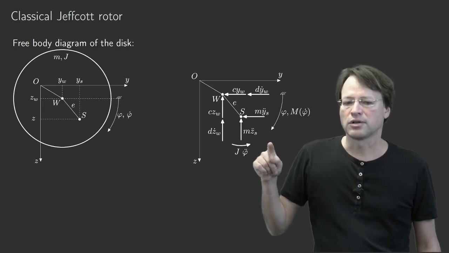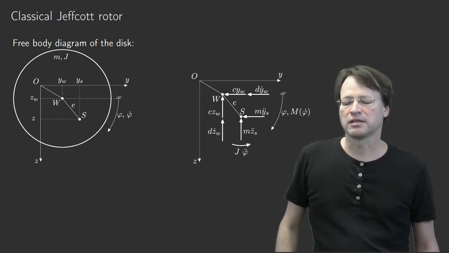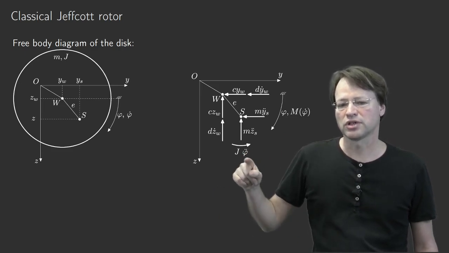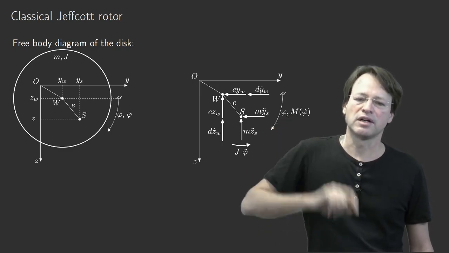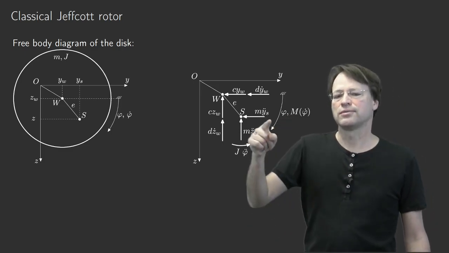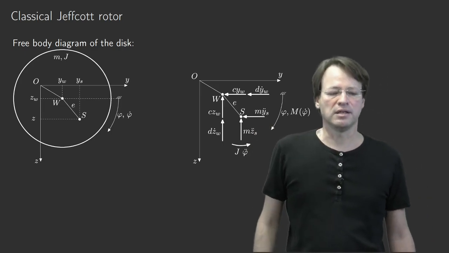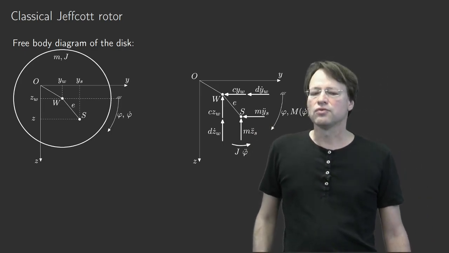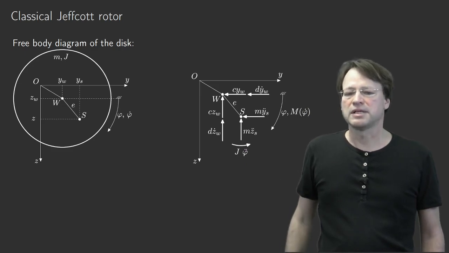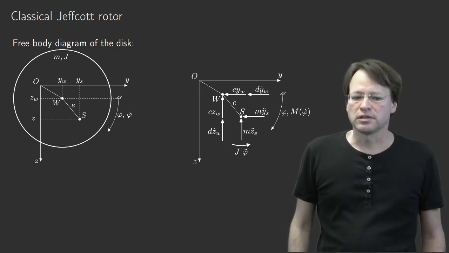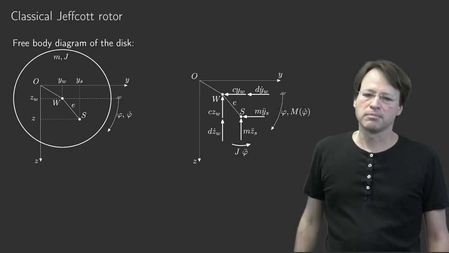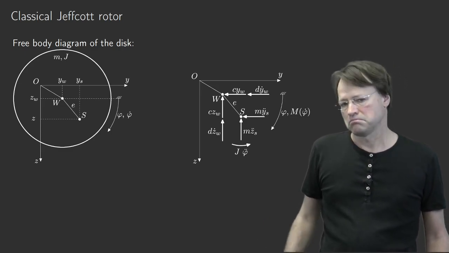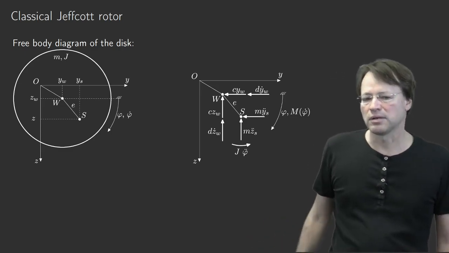There are some other quantities here, so keep in mind that there is also the mass moment of inertia times the angular acceleration here, and that we have the driving torque, which points in the direction of this angle phi here. So from this free body diagram, we can write down the balance of forces and the balance of momentum, angular momentum.